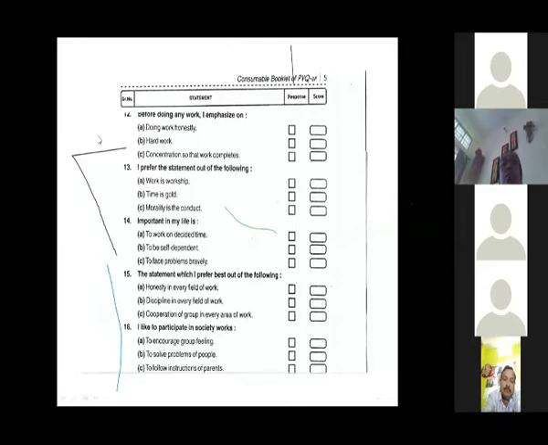See the first question. Then statement number 12. You observe the options: doing work honestly, hard work, concentration so that work completes. The length of the options given against this item is not the same. In option C, the option is very lengthy, and the wording also has no parity. So we can replace this type of options by, say, honesty, hard work, and concentration.